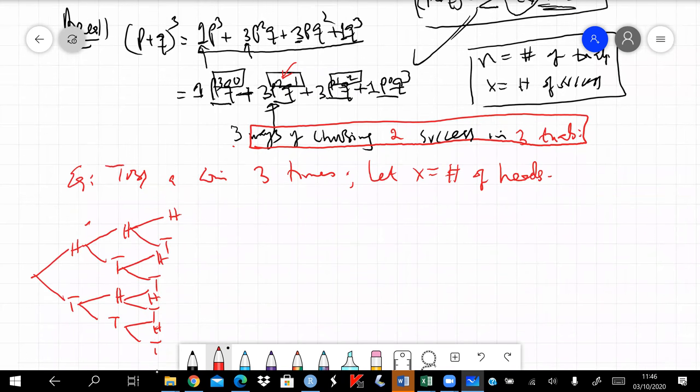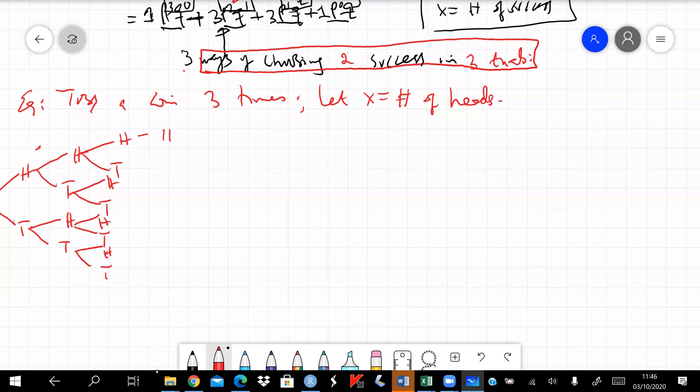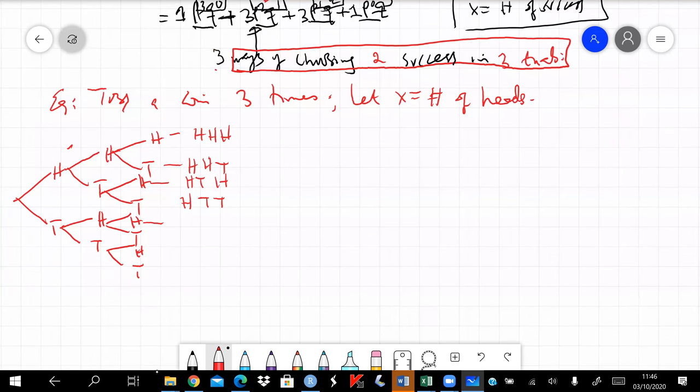HT. So the sample space is: you can get HTH, you can get HTT, you can get THH, you can get THT, you can get TTH, and finally you can get TTT. 1, 2, 3, 4, 5, 6, 7, 8. So this is our sample space. Our sample space has these elements here.